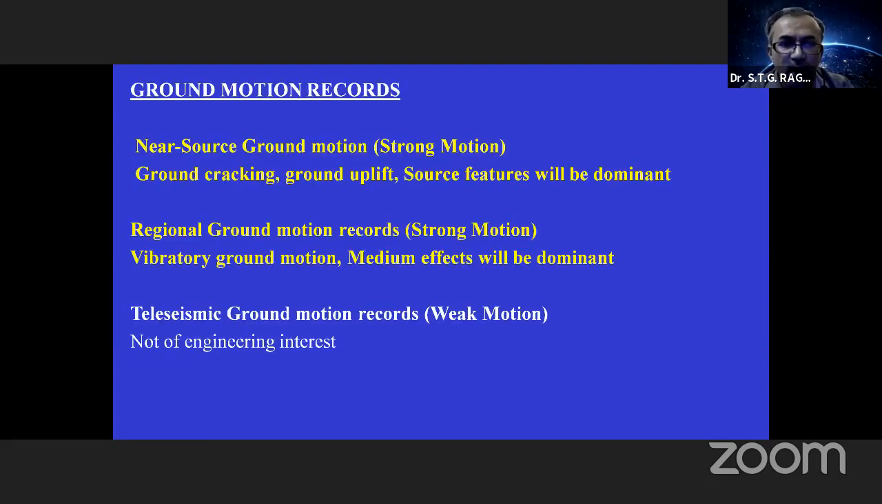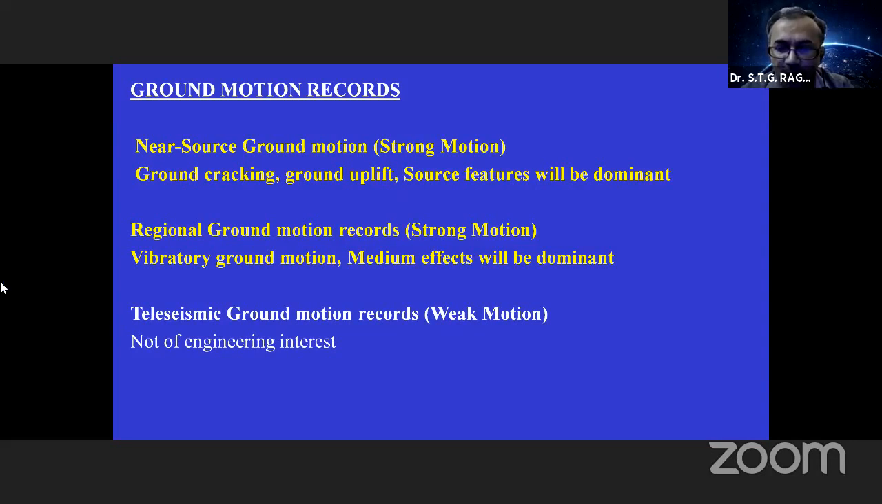Generally, ground motion records can be classified into three types. One is the near source ground motion. That means the site is located very close to the faults, like when you are building in the Himalayas, very close to the faults. Then we have regional ground motion, that is far away, but not so far away, where vibration is dominant. And then we have teleseismic, that is very, very far away, and we call this weak motion, and these are not of engineering interest.